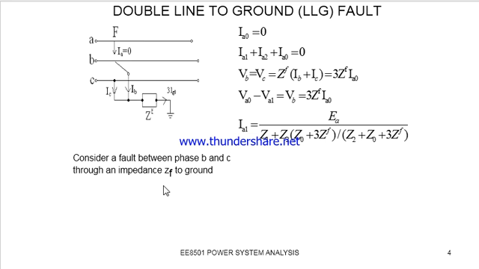Therefore, IA1 is equal to EA divided by Z1 plus Z2 into Z0 plus 3ZF divided by Z2 plus Z0 plus 3ZF. What is the formula? They are being parallel in nature. Z2 and Z0 plus 3ZF are in parallel, hence we have obtained this formula.